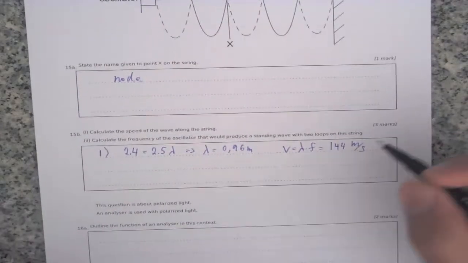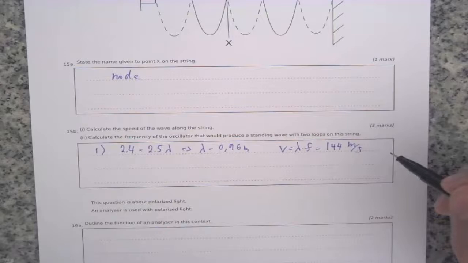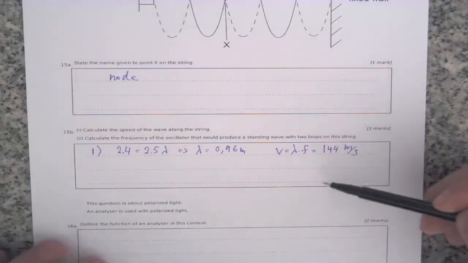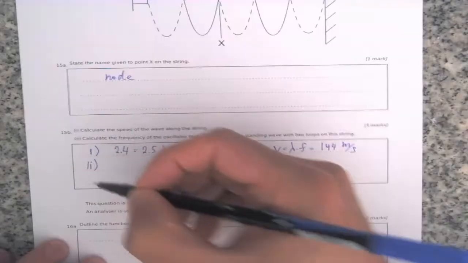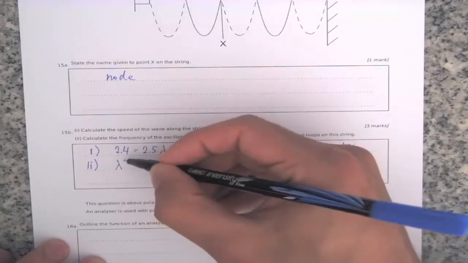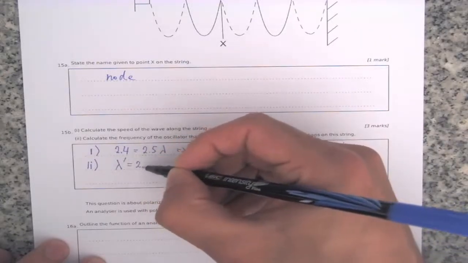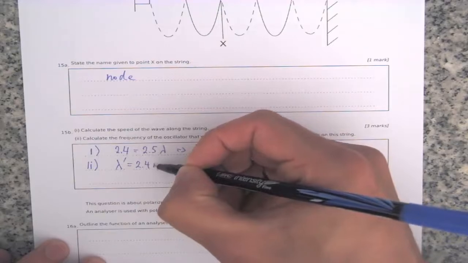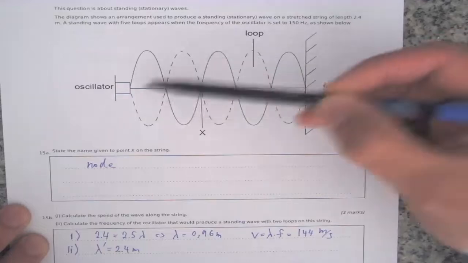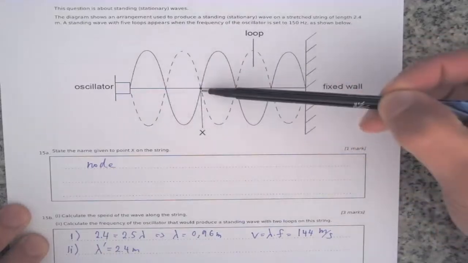And number 2, it says calculate the frequency of the oscillator that will produce a standing wave with 2 loops on this string. If you have 2 loops on the string, you will of course have 1 full wavelength on your string. So your new wavelength will be the total length of the string, 2.4 meters. Be careful here: 2 loops, 1 and 2 loops. So this is 1 full wavelength.